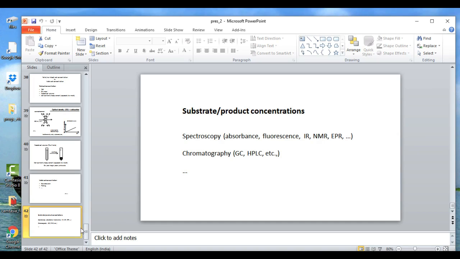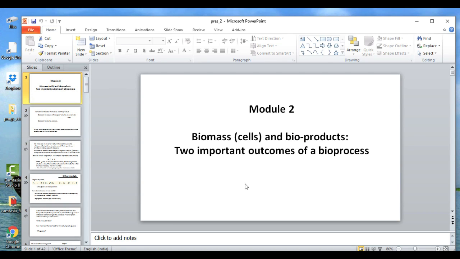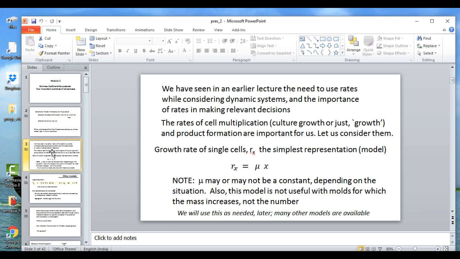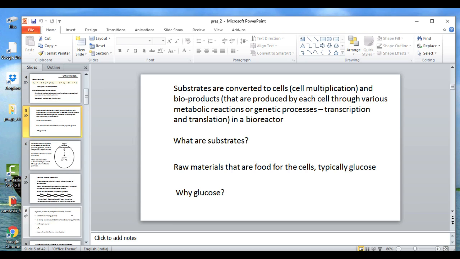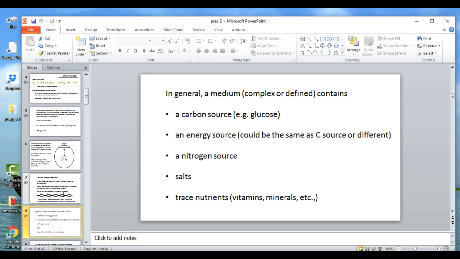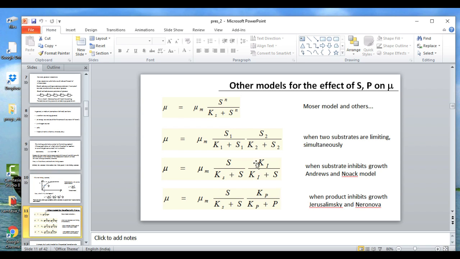Very briefly summarizing what we did in module 2, we looked at biomass and bioproducts as two important outcomes of a bioprocess. That was the main theme of module 2. We looked at the details of these products and then the models for the rate of cell formation, simple models as well as some detailed models, and then what are substrates and how they are converted and how the substrate affects the growth rate. We showed that the Monod model gives us the effect of substrate on growth rate. That's the simplest representation. There are other representations that are given here.